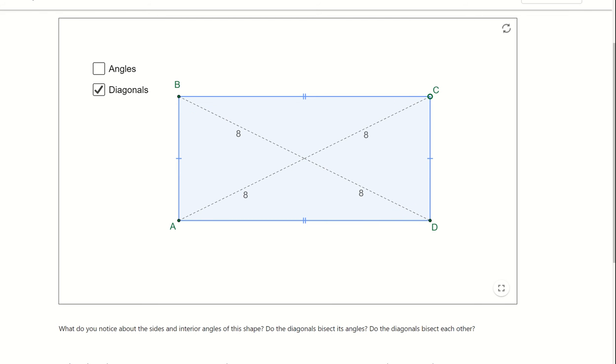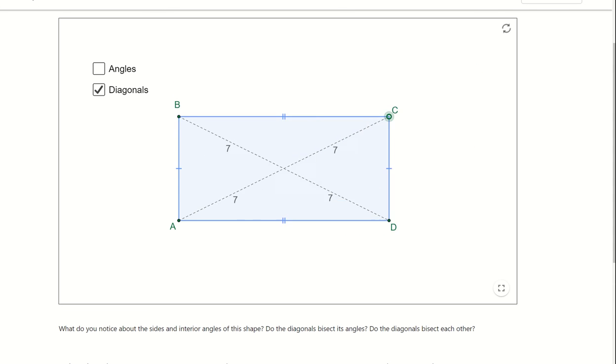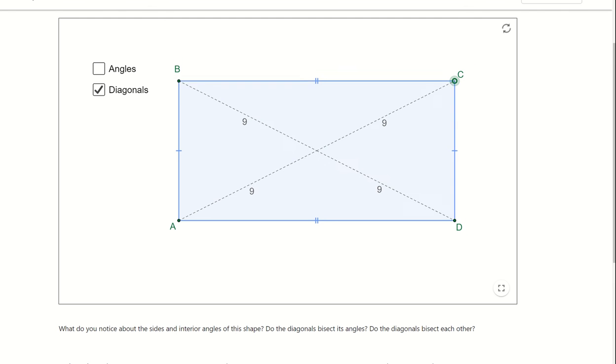Diagonals, once again, it looks like they bisect one another as they did with the parallelograms from 9.2, where the 8 on this side equals the 8 on this side. But if we take a look, they are congruent to one another. So these diagonals are exactly the same length. On either side, they're exactly the same length.